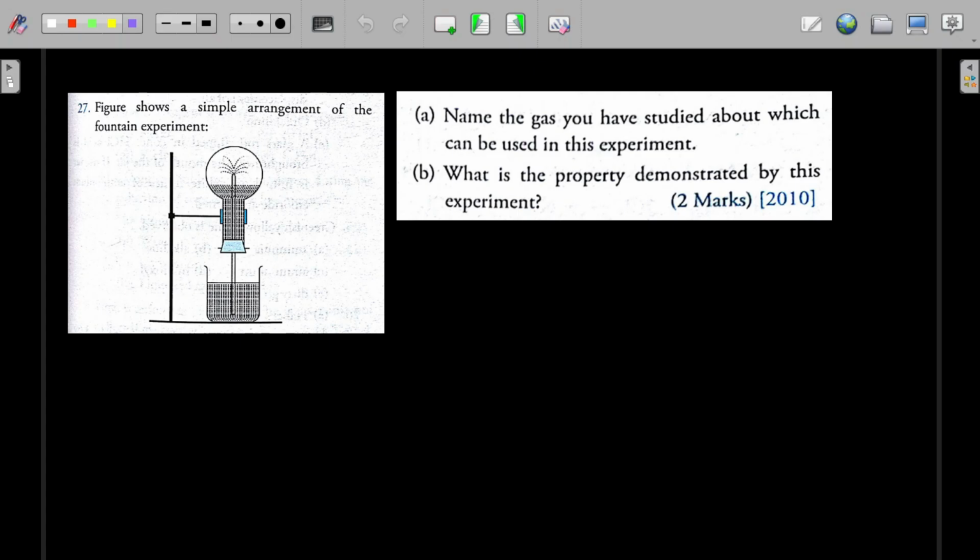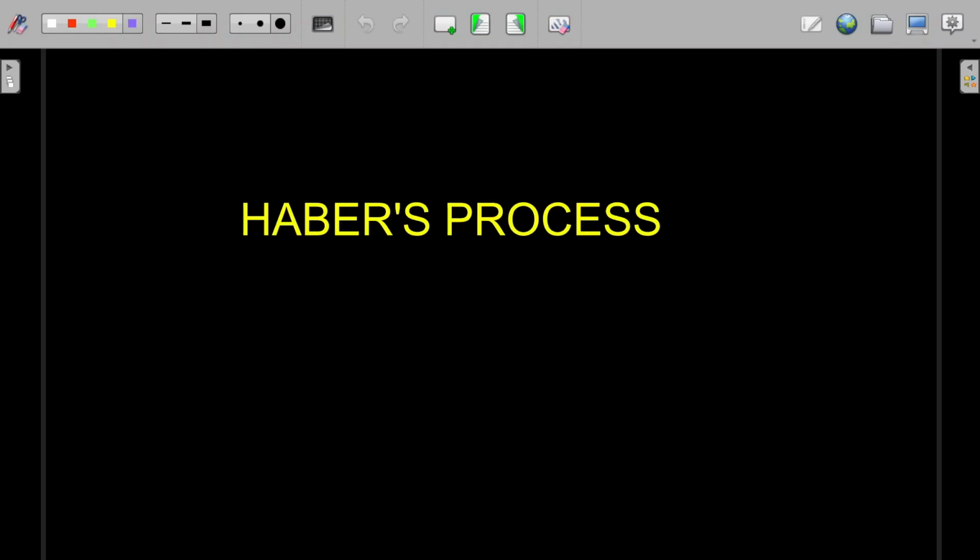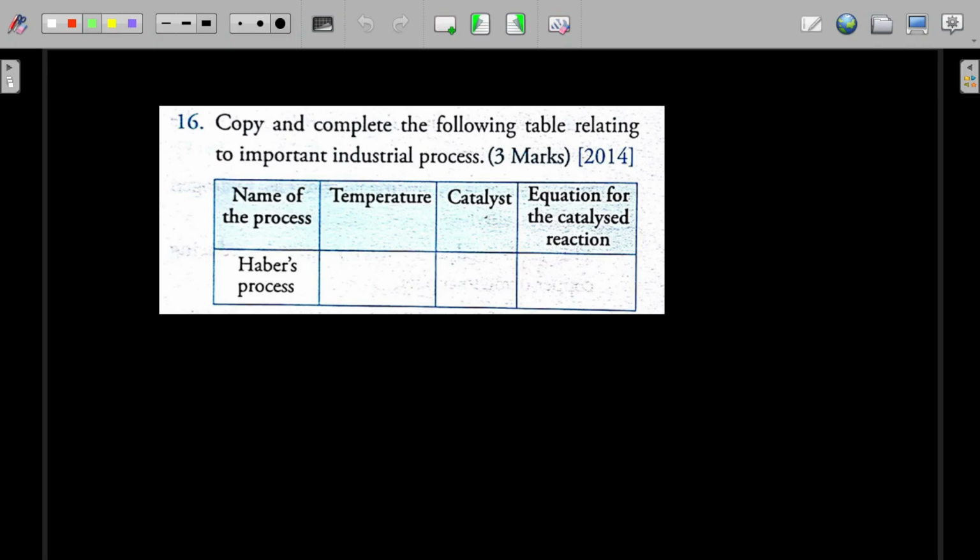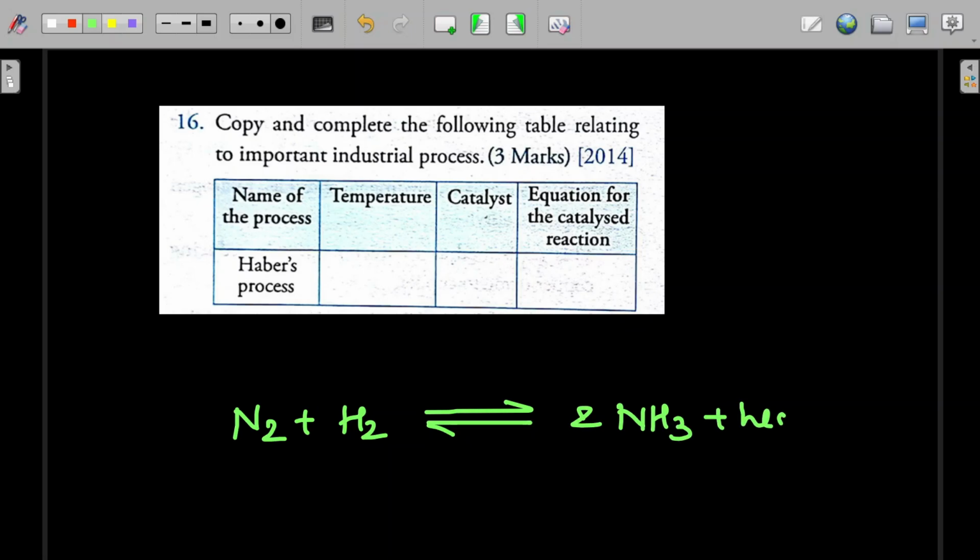Similar kind of questions, whatever I have included, same question this one. Name the gas, what is the property? Okay, Haber's process is for manufacturing of ammonia by using nitrogen and hydrogen. So equations they have asked many times. This is a reversible reaction, so you have to put the reversible reaction symbol. And also it is an exothermic reaction, so heat you have to put. All the conditions.